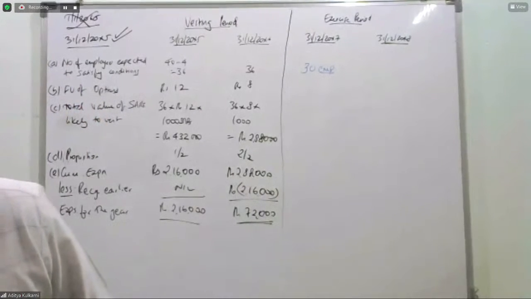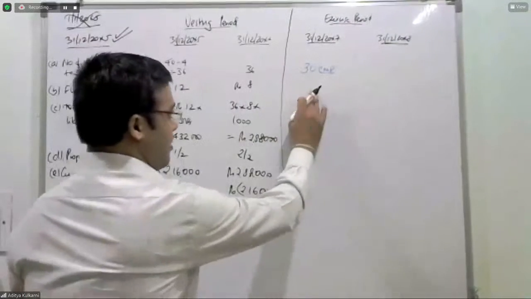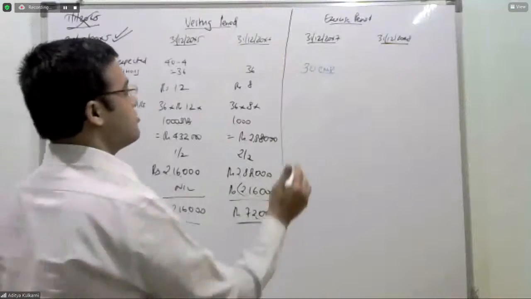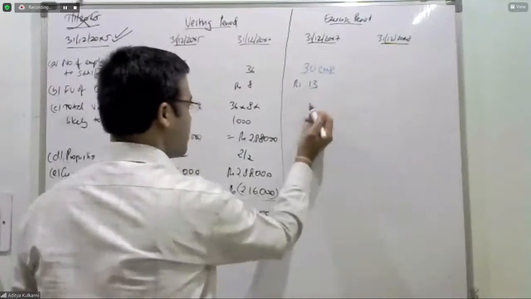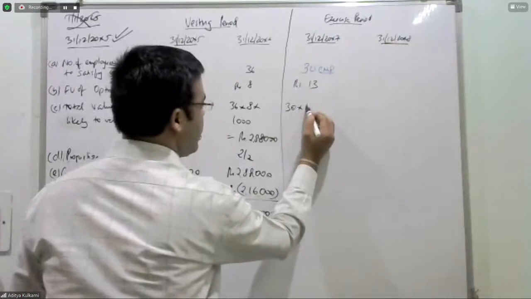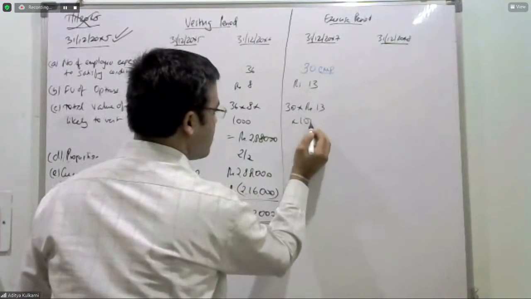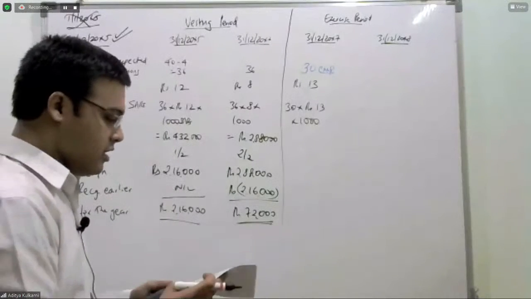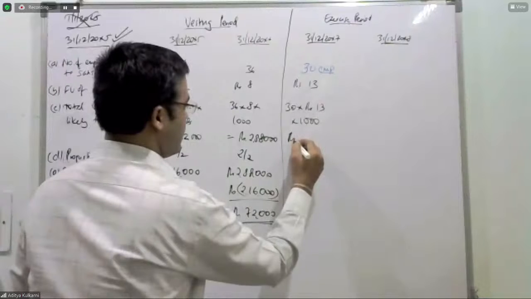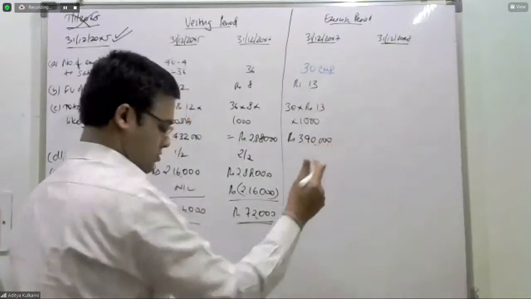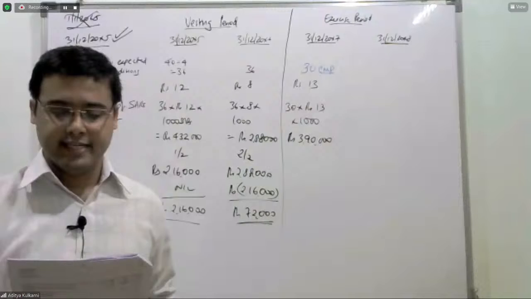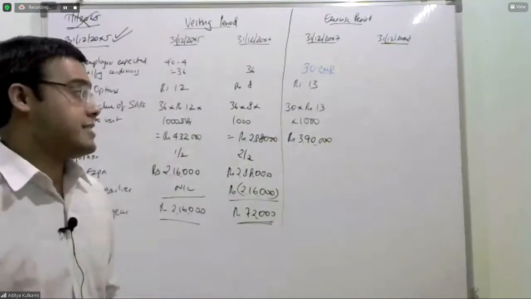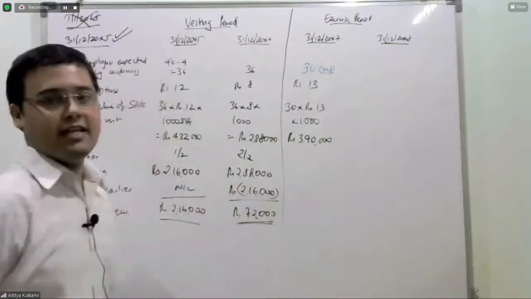Okay. Now, 30 employees, what is the fair value on 31st December X7? That is rupees 13. So 30 into rupees 13 into 1000. So your fair value of the liability here is 3,90,000. I'll just halt it here with 3,90,000.